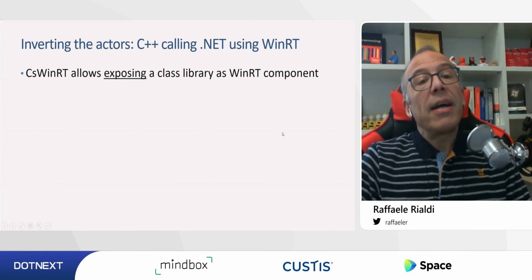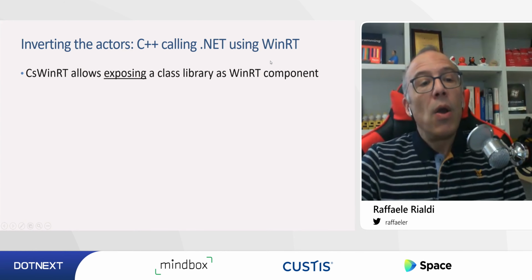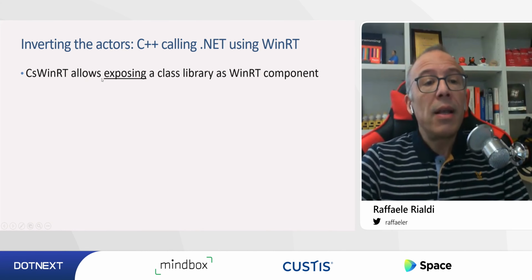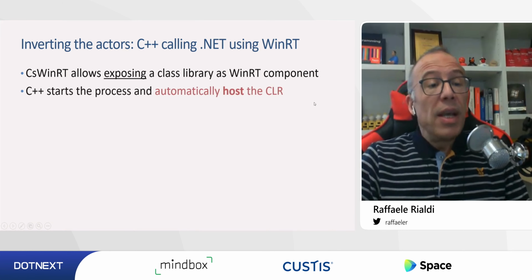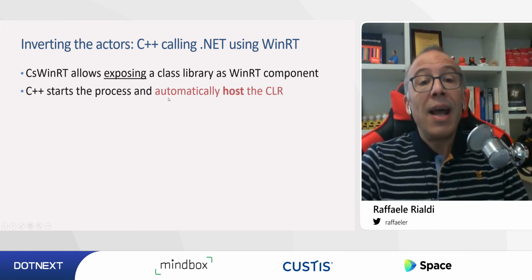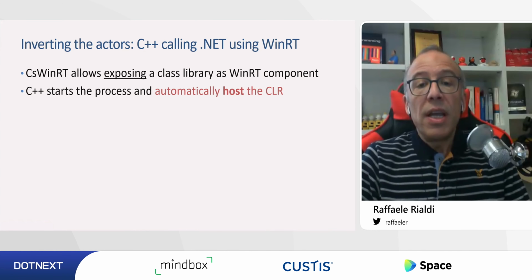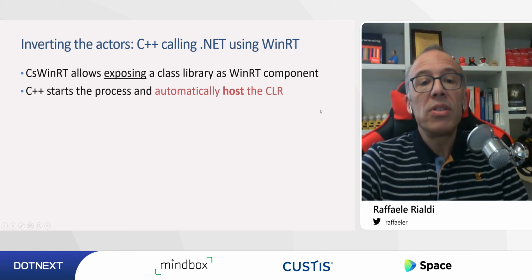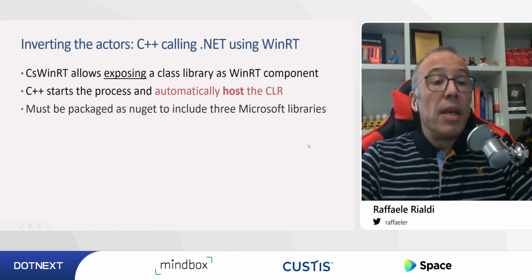So if we invert the actors, and we want C++ to call .NET using WinRT, what should we do? In this case, you have to author a component that allows you to expose a class library as a WinRT component. And C++ starts the process and has to host the CLR, which is something that you don't want to mess around with, of course. If you want to take control of it, there is another technique that I will show later. But in this case, you don't have to bother at all, because it's already prepared by CsWinRT.